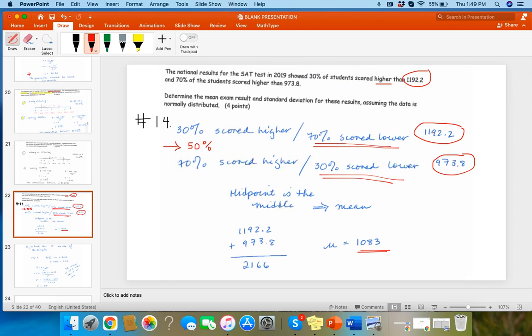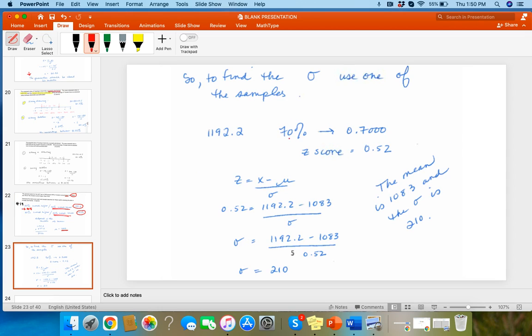Once you have that, now we need to find the standard deviation. And so I'm going to use this number and I'm going to consider it as the z-score where it plunks at 70%. So what I do is I think, okay, 70%, that means I'm looking for 0.700. I find out that the z-score is 0.52. I plug it in, I have my number, I have my mean, and I just have to move things around to be able to find my standard deviation. It turns out my standard deviation is 210.